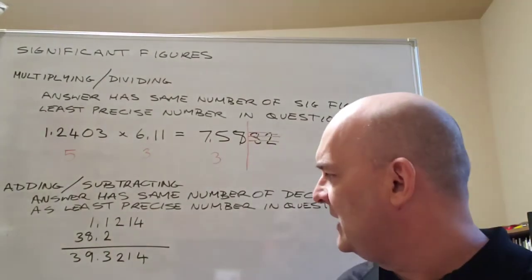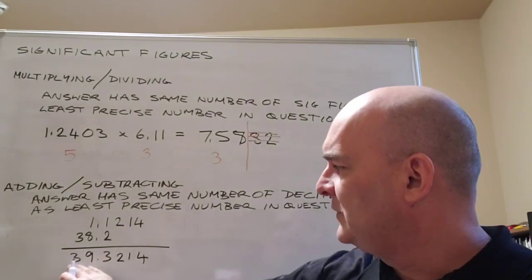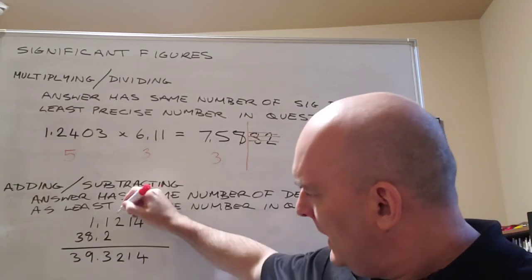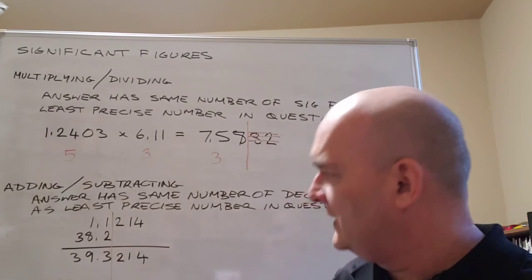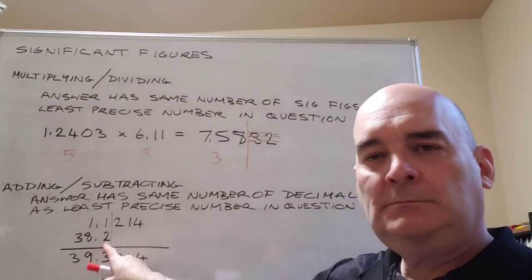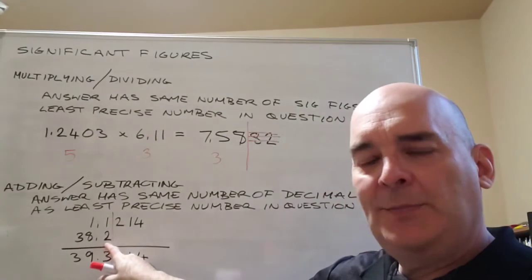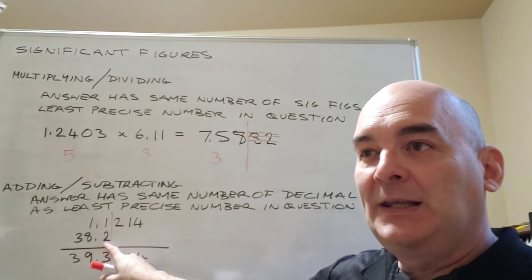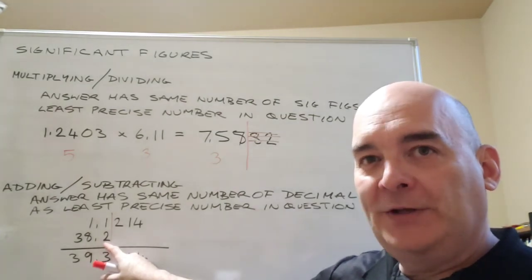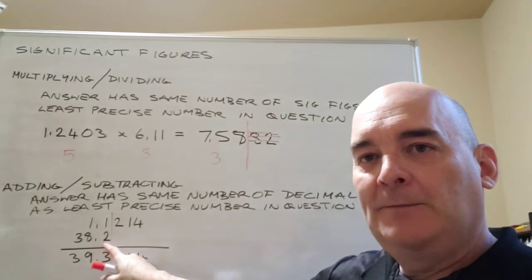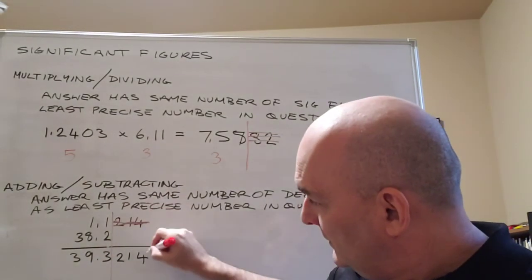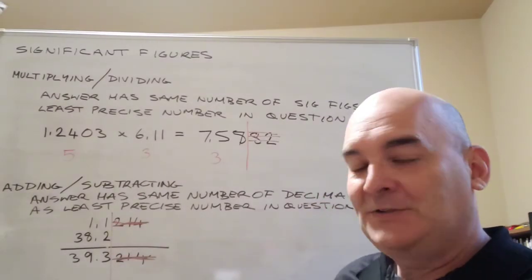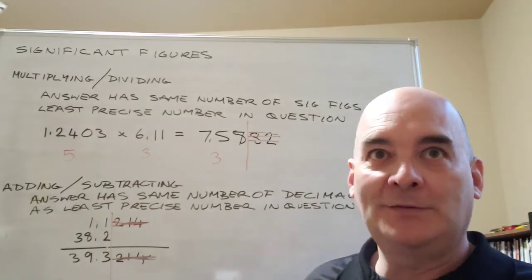I'm going to add those 2 numbers together, and my calculator will tell me that those 2 numbers add up to 39.3214, and then I use a little bit of scientific logic to say this number, the 38.2, only has 1 decimal place. That's the least precise number in my question. That's all I'm allowed to keep. Those numbers don't count. Okay? That's it. That's all you need to know about significant figures.